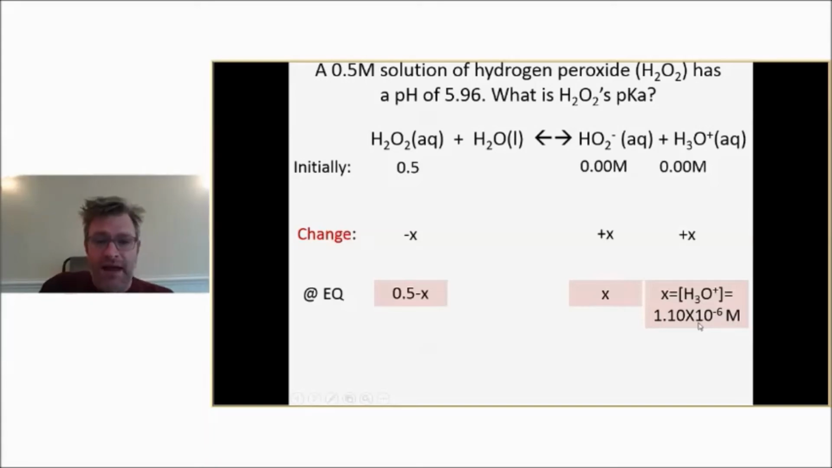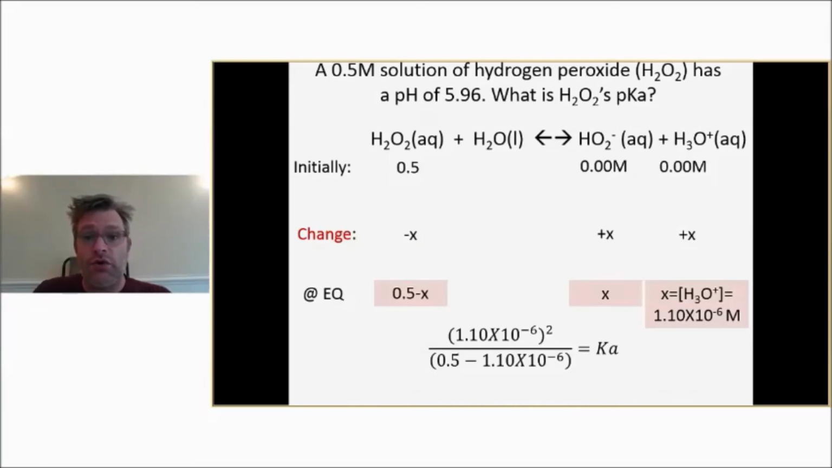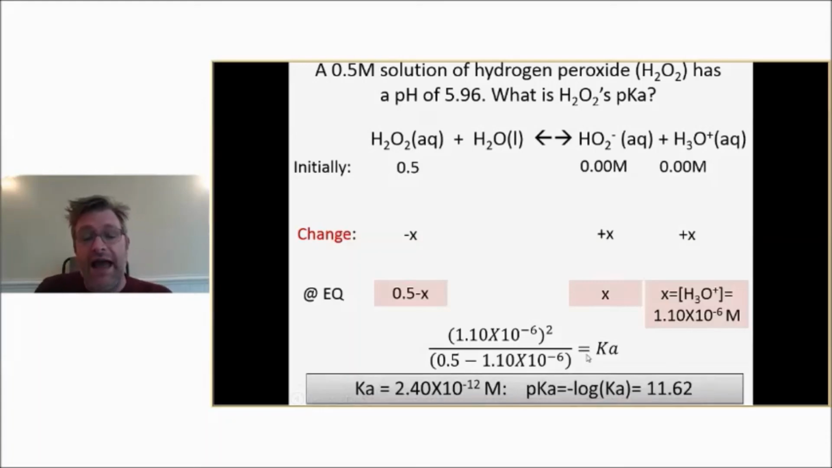Okay, now let's plug all the information in. Therefore, our Ka is equal to x squared over 0.5 minus x. Solving for the Ka, we get a Ka of 2.4 times 10 to the minus 12, and thus our pKa, which is the negative log of Ka, is 11.62. All right?